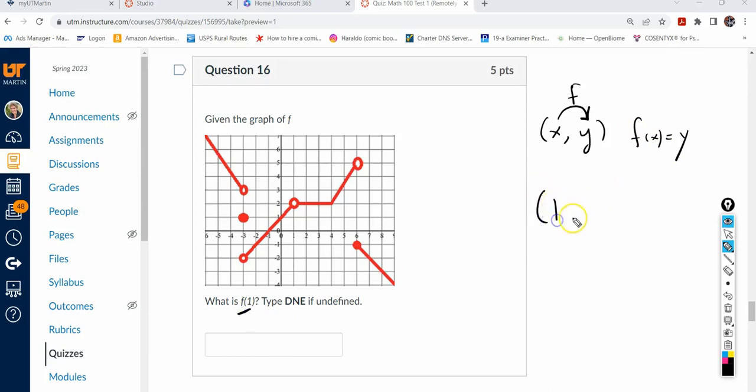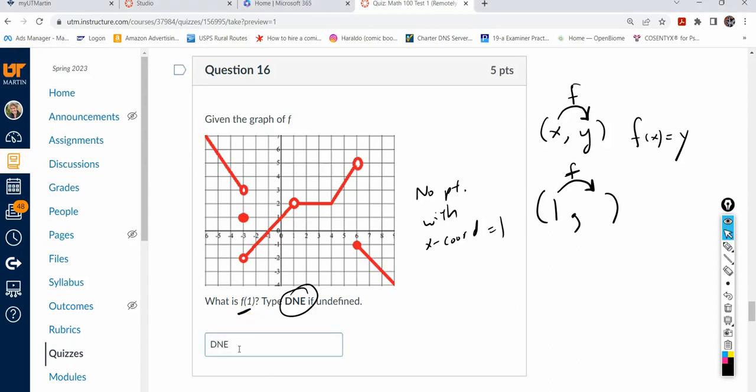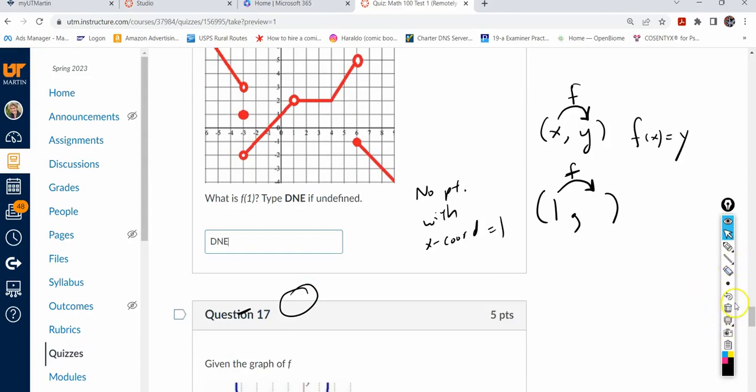I need to find the point whose x-coordinate is 1. So here's 1, and we can see there is no point on the graph whose x-coordinate is 1. So there's no point with x-coordinate 1. So f evaluated at 1 is not defined. And so we're going to type in D and E. Okay. And no spaces, just D.